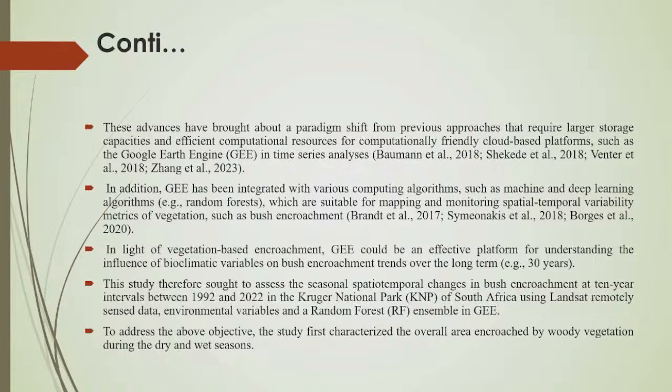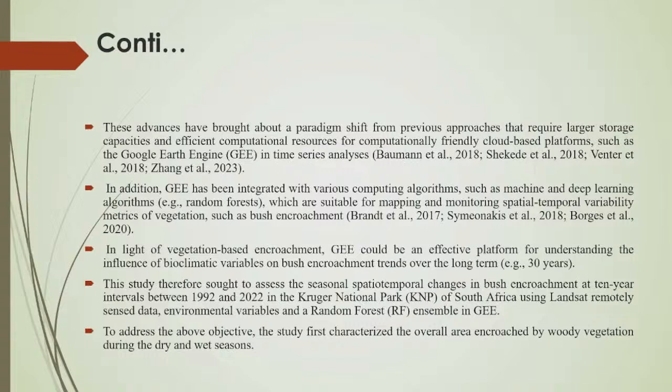Back in the day when you talked of remote sensing, people would complain about the storage capacity and the efficiencies. Now, through the advancement of AI and computerization, we are talking of Google Earth Engine, which is a cloud-based computer, which is more efficient. There's no limitation in terms of space, right? GEE has been incorporated with machine learning algorithms such as random forest and deep learning, which are more suitable for mapping and monitoring vegetation and spatio-temporal variability metrics of the vegetation, which include, but are not limited to, bush encroachment.